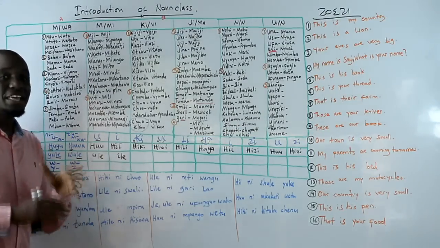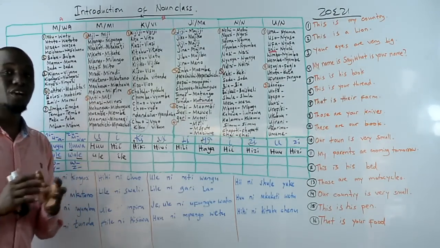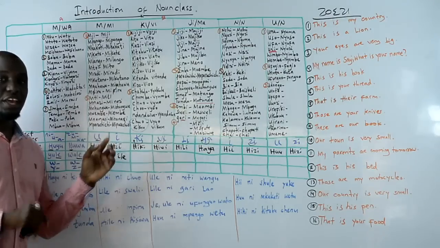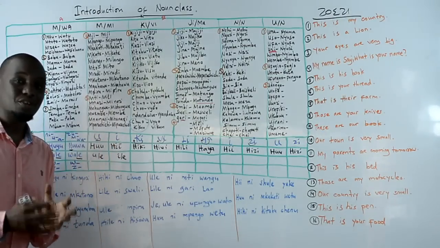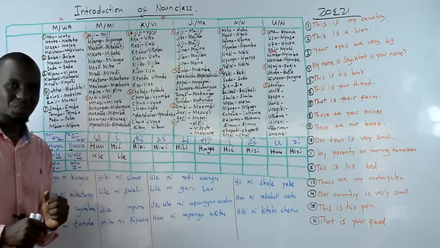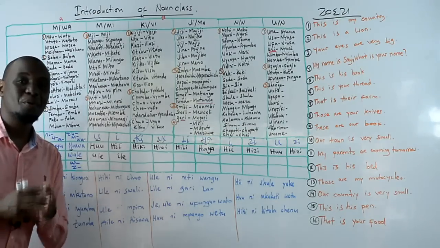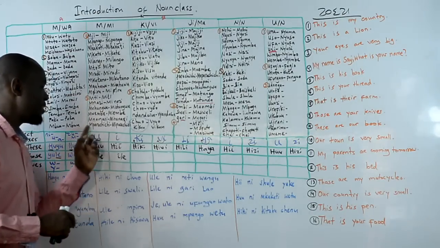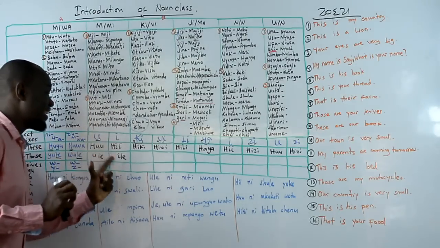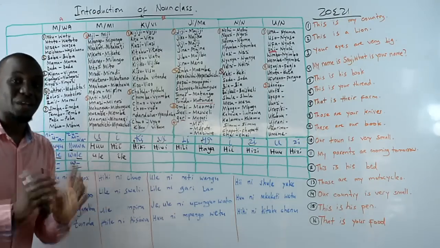And how do you say that is an avocado tree? Ule ni mparachichi. And those are avocado trees. Ile ni miparachichi. See that? And how do you say that is the pineapple plant? Ule ni mnanasi. And those are pineapple plants. Ile ni minanasi. You see that? That is Swahili.